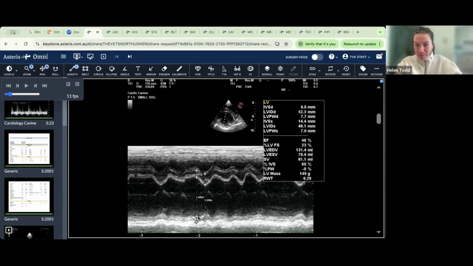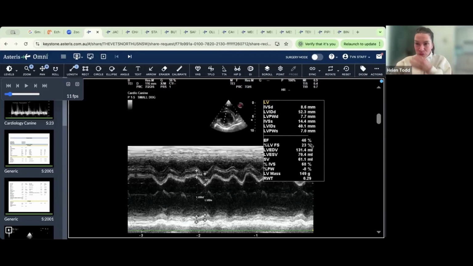The second thing that we want to look at is our fractional shortening. So here we've got percentage left ventricular fractional shortening. If you don't have a cardiac software on your machine, you can absolutely still do this. It just doesn't have this fancy table, but you can literally just do your cursor to measure that, and you can still calculate your fractional shortening.